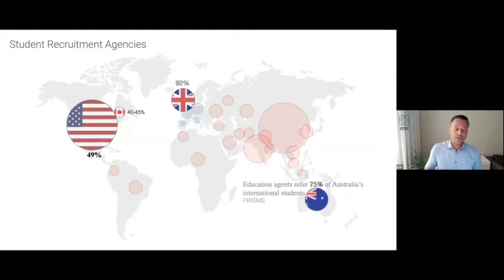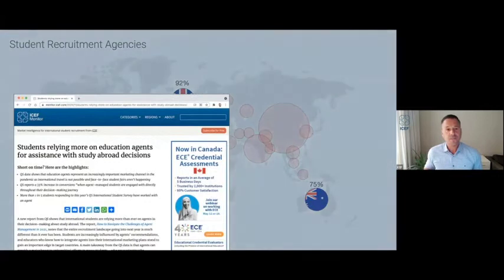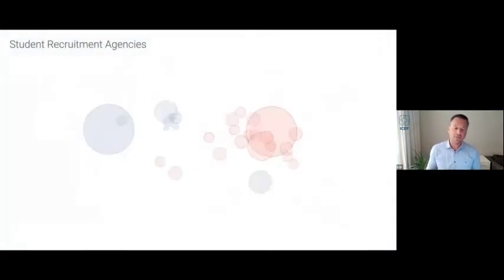92% of British institutions work with agencies, and 3 out of 4 international students in Australia are referred via agencies. And these numbers are on the rise. A QS report of late last year highlighted that students are relying more on education agents for assistance with study abroad decisions.